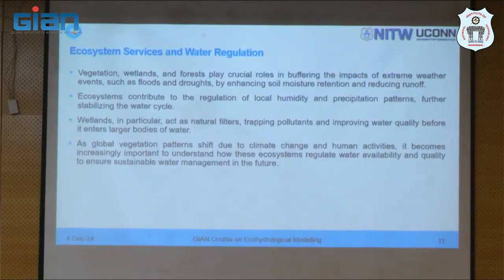Though vegetation, wetlands and forests play a crucial role, we must also understand that they have a feedback to the hydrological cycle, which may have certain effects at that particular location as well as at some other location because of the spatial variation. Ecosystems also contribute to regulation of local humidity and precipitation patterns, further stabilizing the water cycle. So not only humidity levels, but also temperature levels.